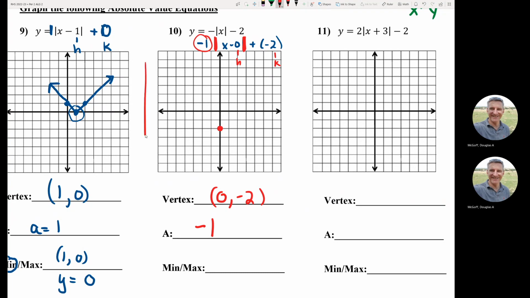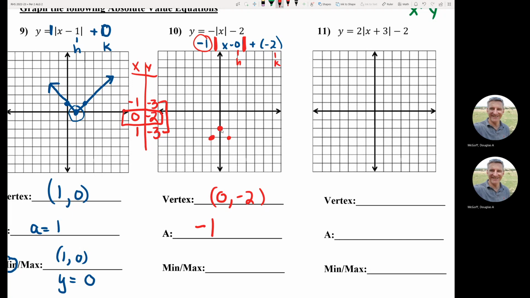So we'll do a little t-table. If I go 1 to the right, x is 1. The absolute value of 1 is 1. 1 times -1 is -1. -1 minus 2 is -3. If I go 1 to the left, x is -1. The absolute value of -1 is +1. Positive 1 times negative 1 is negative 1. Negative 1 minus 2 is negative 3. I see my symmetry, so I know I got my vertex right.